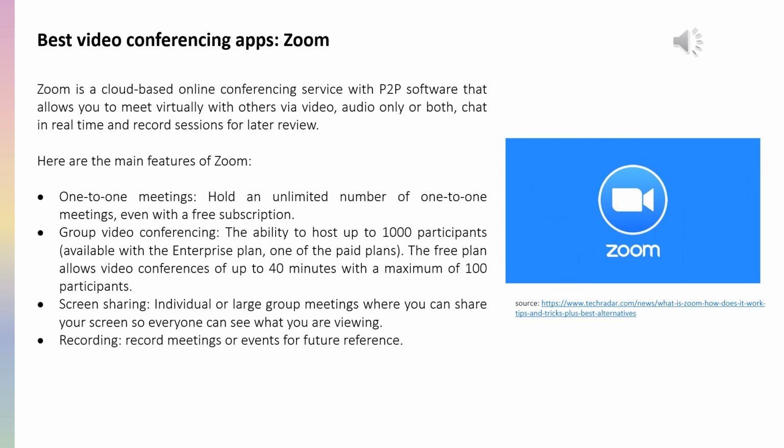One-to-one meetings. Hold an unlimited number of one-to-one meetings even with a free subscription. Group video conferencing. The ability to host up to 1,000 participants, available with the Enterprise plan, one of the paid plans. The free plan allows video conferences up to 40 minutes with a maximum of 100 participants. Screen sharing. Individual or large group meetings where you can share your screen so everyone can see what you are viewing. Recording. Record meetings or events for future reference.